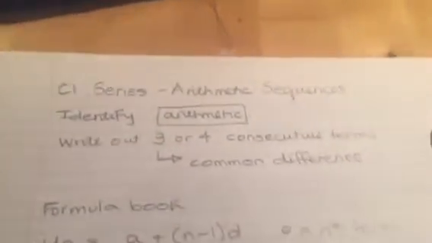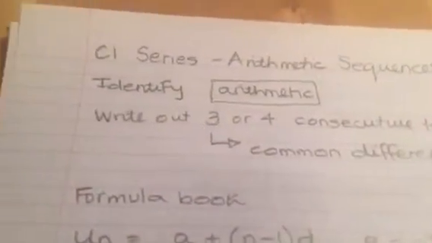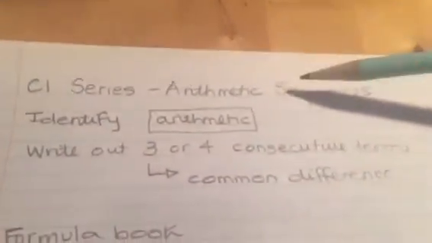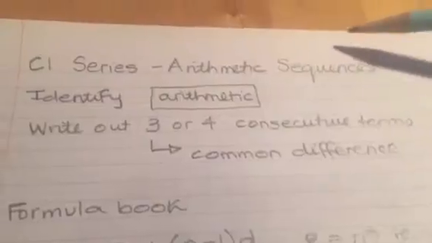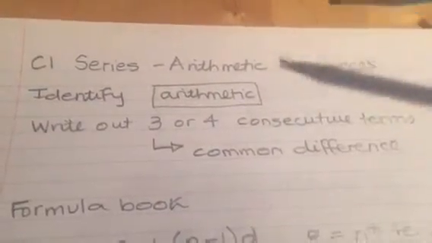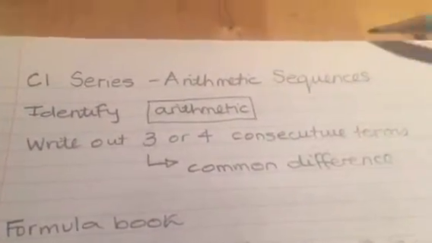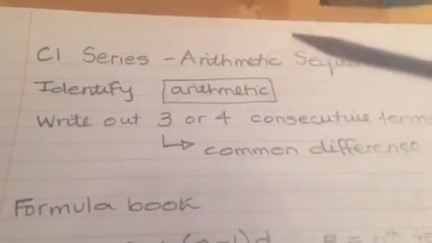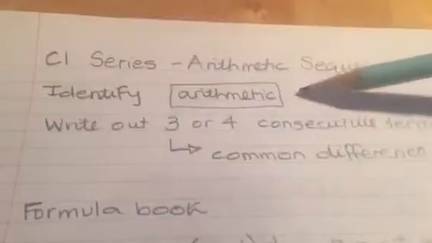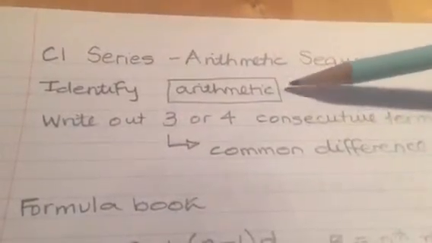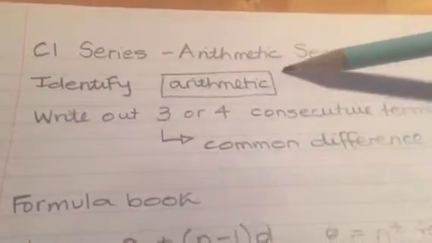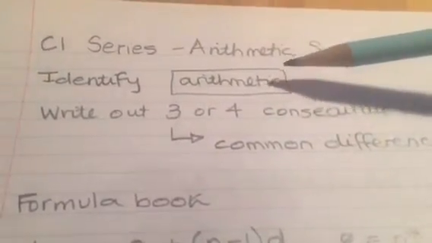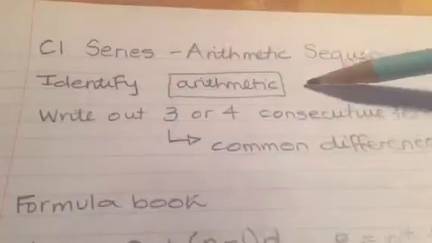C1 series, arithmetic sequences. There are two types of series in C1, arithmetic and recurrence relationships. You need to be very careful before you start to make sure that you decide which sort of a sequence it is. So first of all, to identify whether it's arithmetic, look for the word arithmetic. Most questions on arithmetic series, somewhere in the question it will say the phrase arithmetic series.